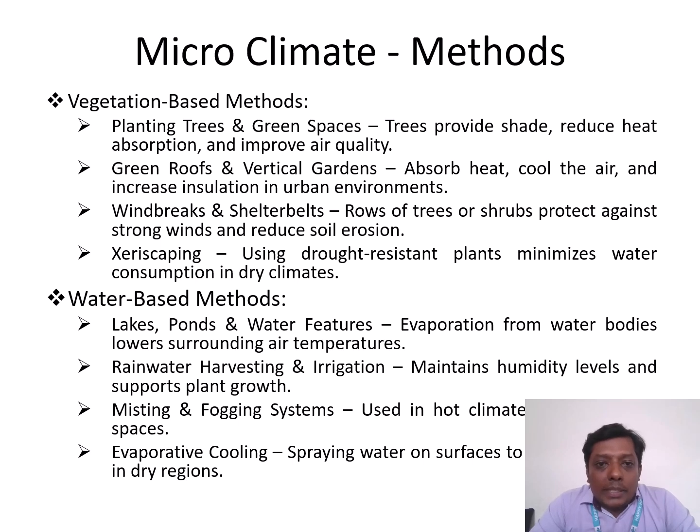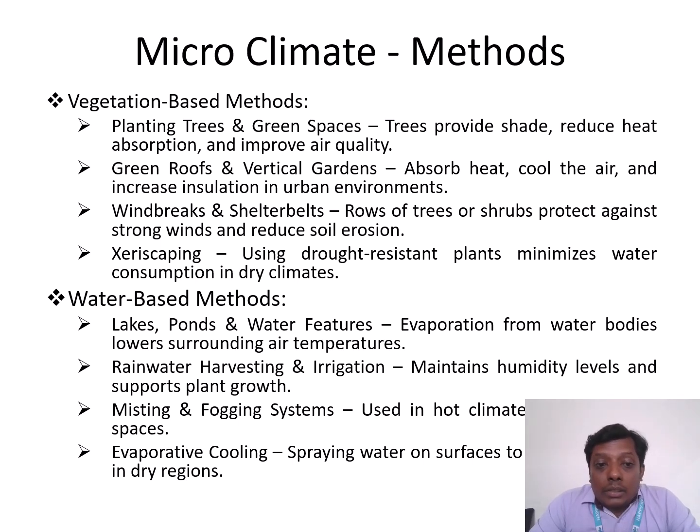Vegetation based methods: planting trees and green spaces. Trees provide shade, reduce heat absorption and improve air quality, so we are planting more trees and green spaces. Then green roofs and vertical gardens absorb heat, cool the air and increase insulation in urban environments. Another important thing is windbreaks and shelter belts. Rows of trees protect against storm winds and reduce soil erosion.